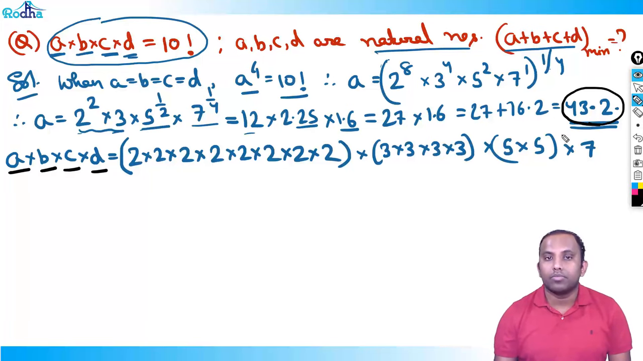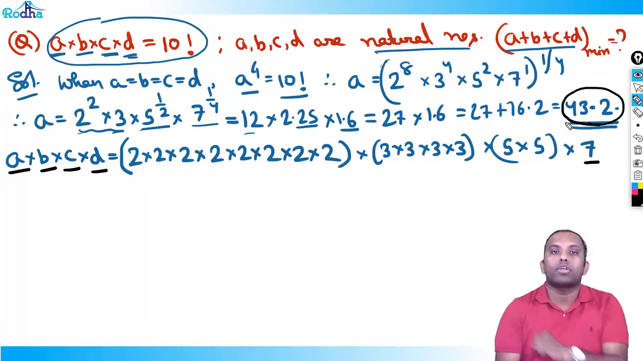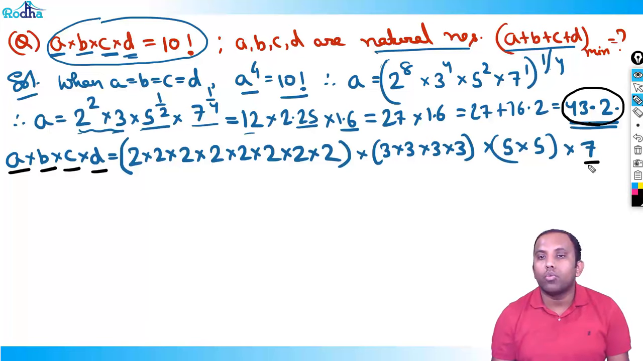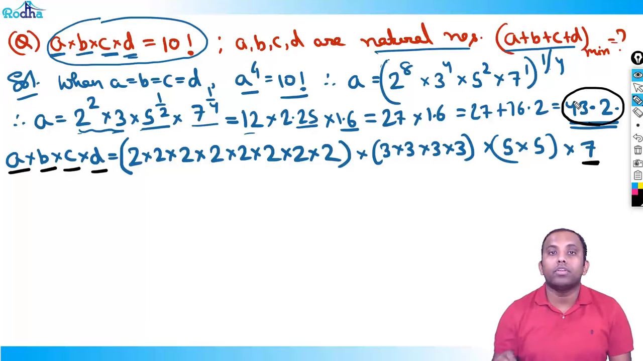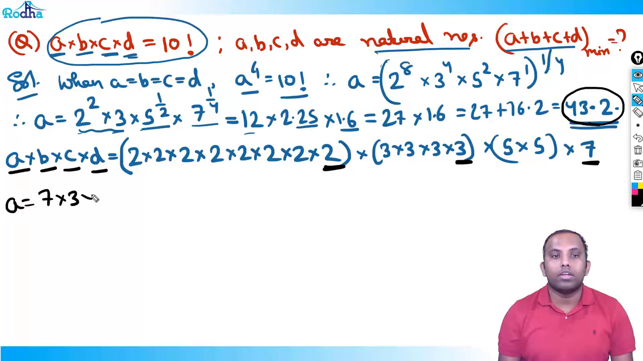So see here now. If this is 7, so you take 1, 7. The multiple of 7 around 43 is 42. So how to pick it? 1, 7, and 7 into 6 will give me 42. So we reach around 43. So 7 into 6 will be 42. So 1, 7, 1, 3 and 1, 2. Gone. So we got A is equal to 7 into 3 into 2. That is 42.